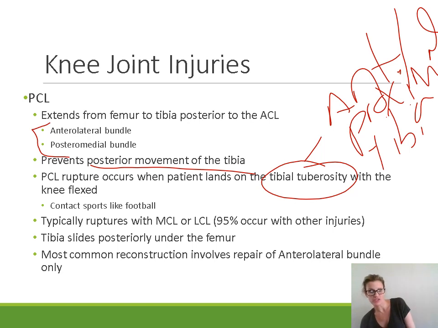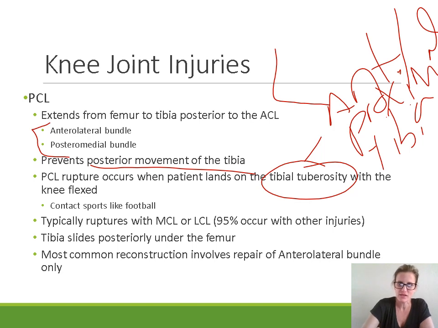That's the tibial tuberosity. So when the knee is flexed, a person falls on their knee really hard. Like if they fall down, like if the knee is bent like this, right? And they fall really hard right here. That's where the tibial tuberosity is. That can end up pushing the tibia backwards. This is common in contact sports like football, where people get tackled and forcefully pushed down onto the ground.